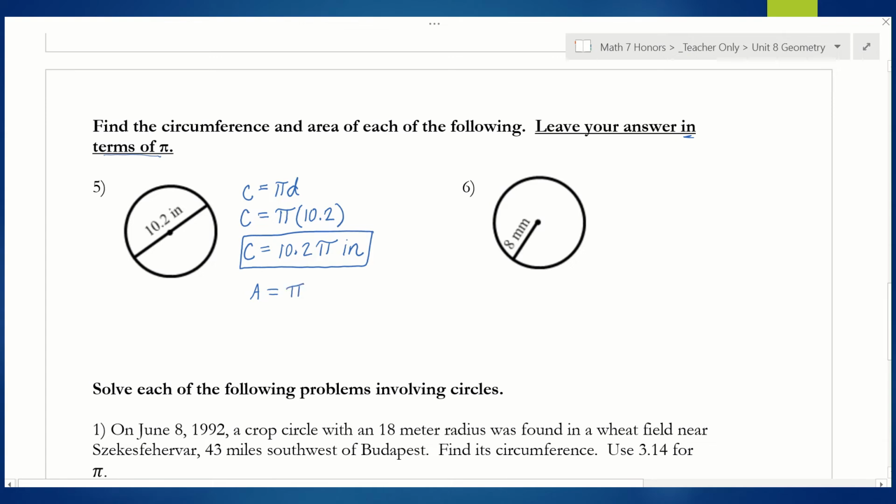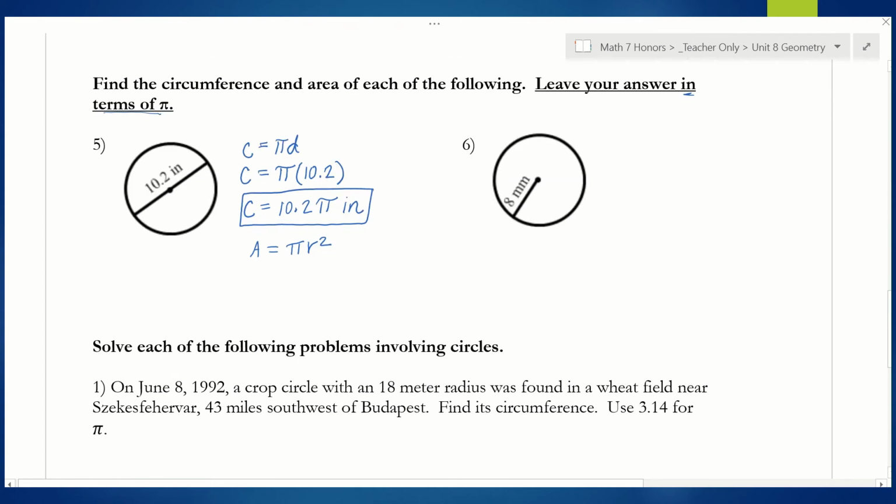Same thing for the area. Pi r squared. So I'm going to leave the pi. If the diameter is 10.2, that means the radius is 5.1. So now the only thing you're going to type in your calculator is 5.1 squared, which is 26.01. Stick the pi on the end because you can't do anything with it, and put your label of inches squared, and you're done.